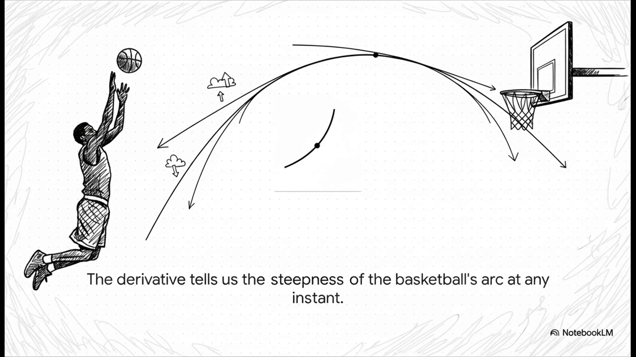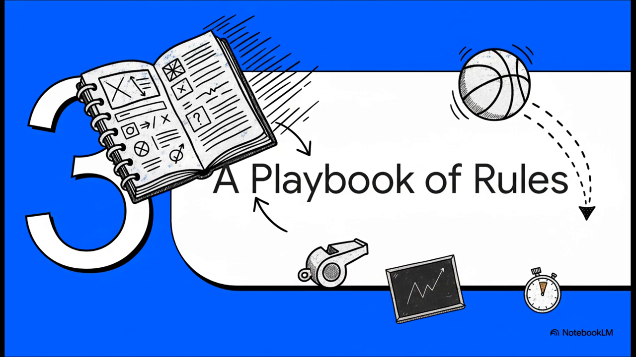Is the ball rising fast? Is it kind of flattening out at the top? Or is it dropping down towards the hoop? The derivative gives us a precise number for that steepness, right then and there. Now, finding this derivative isn't just guesswork. There's a set of established rules, almost like a coach's playbook, that tells us exactly how to deal with different kinds of functions. So let's run through the key plays.